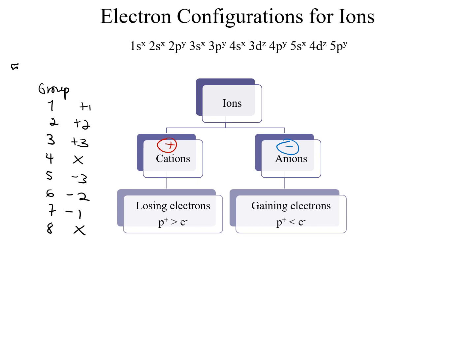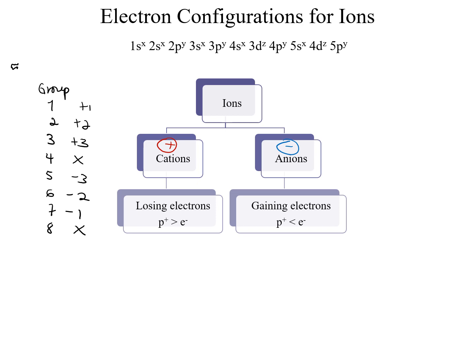And then on the right side of the periodic table, groups 5, 6, 7, for those groups, we have negative charges assigned to those groups. So it means that the nonmetals tend to gain electrons, because the nonmetals are those elements that you have towards the right side of the periodic table.